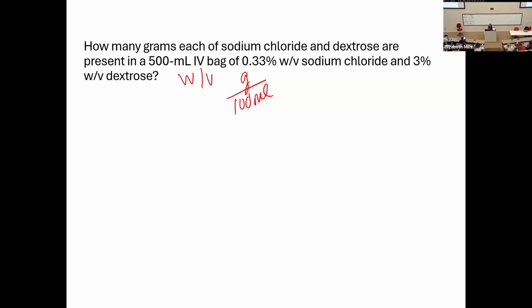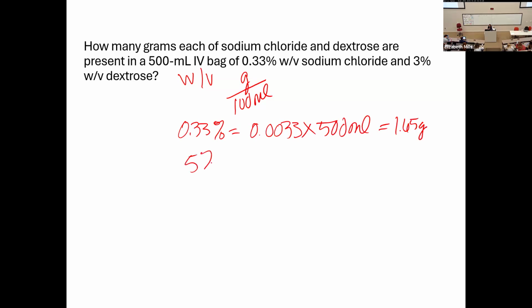So these you could set up ratio and proportion. You could just say 0.33% is equal to 0.0033, and then take that times your volume. And what does that give you? For the sodium chloride? 1.65 grams. And then we could just do the same thing here, 0.03 times 500.